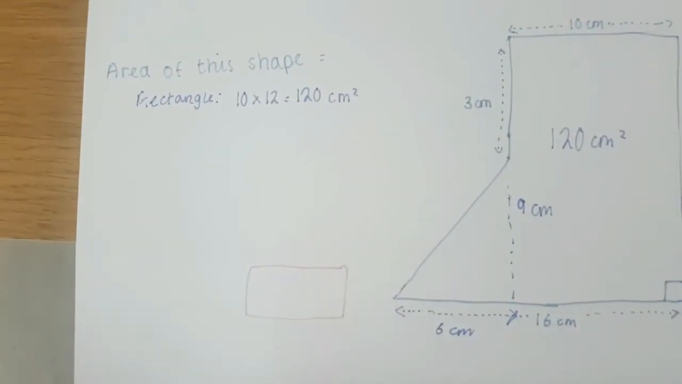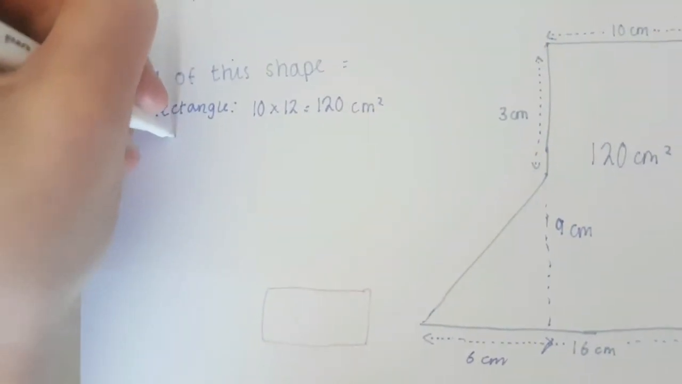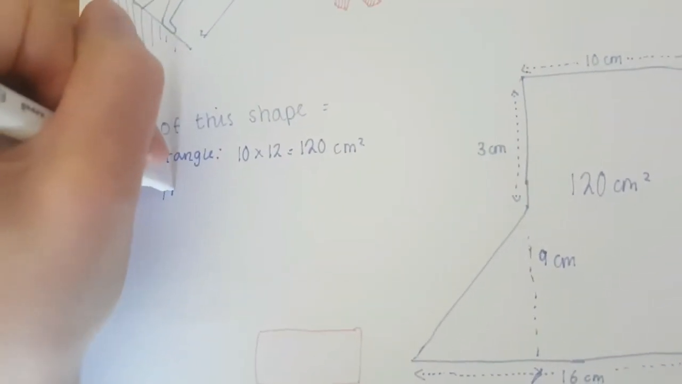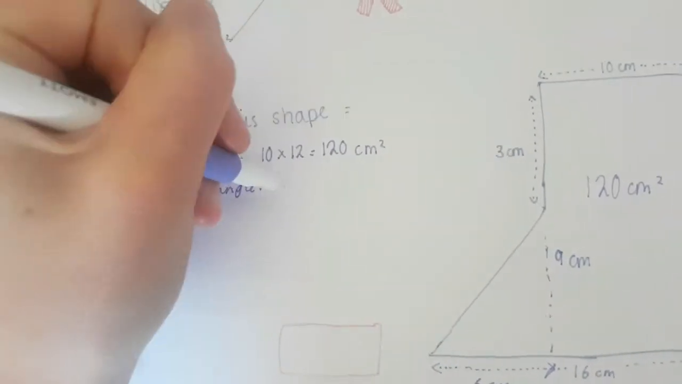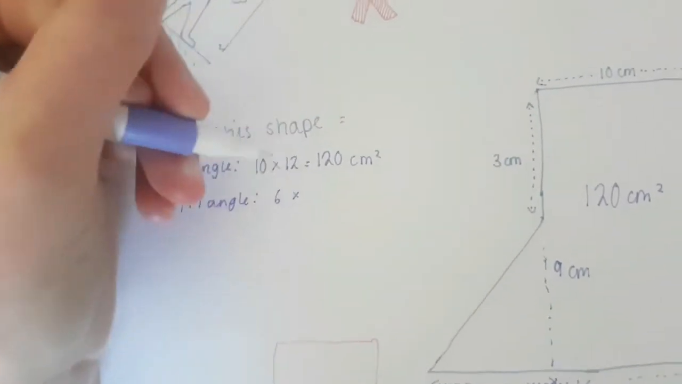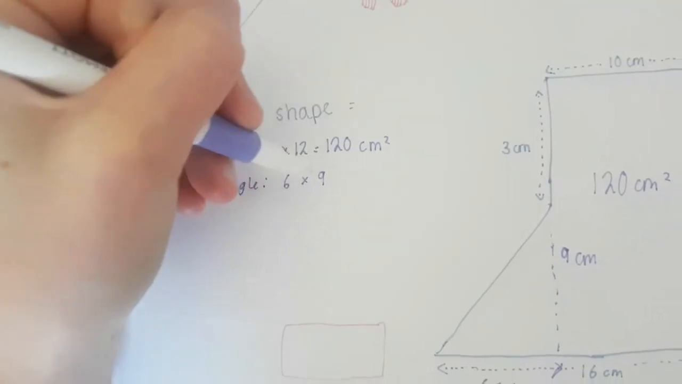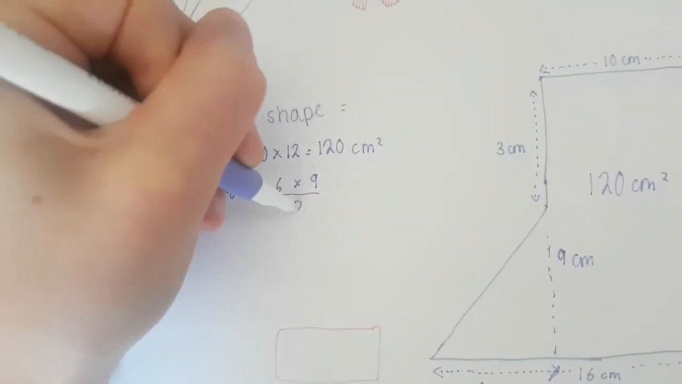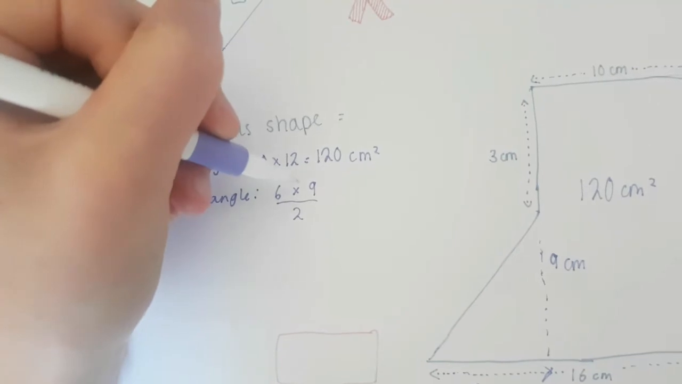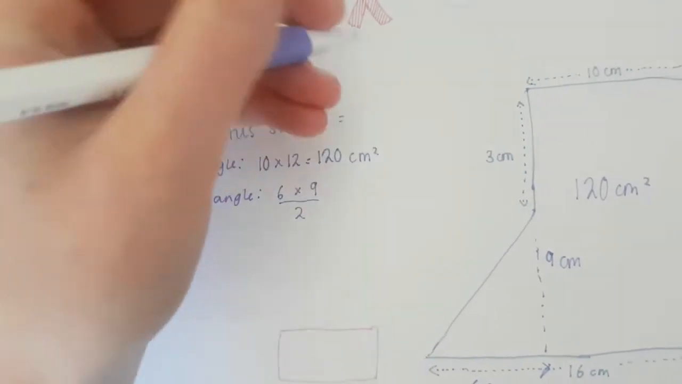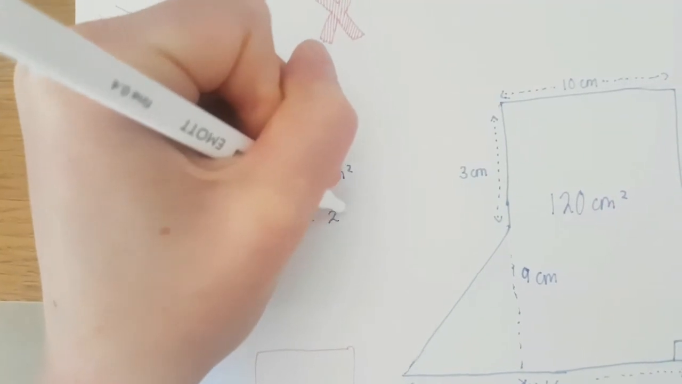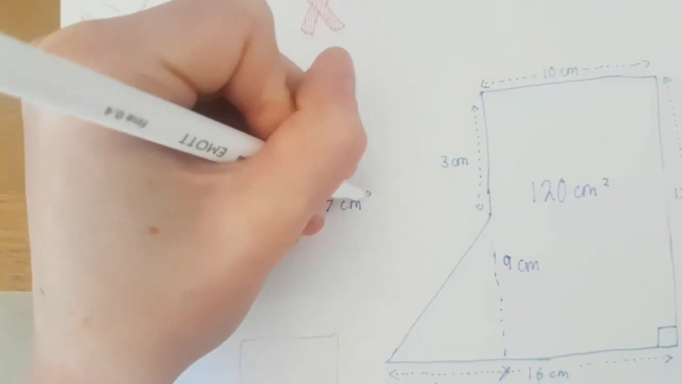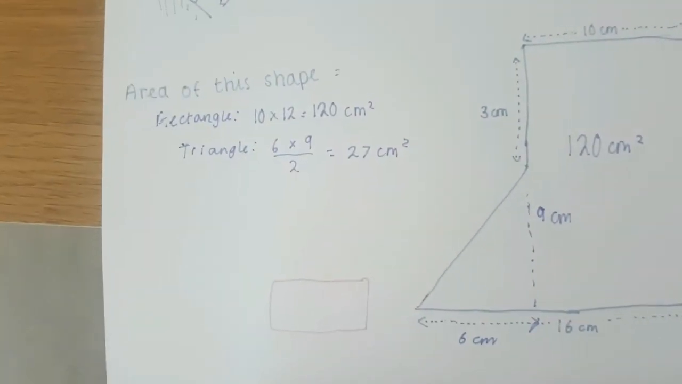And now that I know the base and the height, I can calculate the area of the triangle. I have my base of 6 centimeters and my height of 9 centimeters. And remember, this has to be over 2. So 6 multiplied by 9 is 54. I divide that by 2 to get 27. Remember, it's still centimeters squared because I have centimeters times by centimeters.